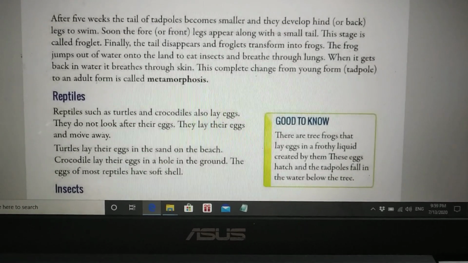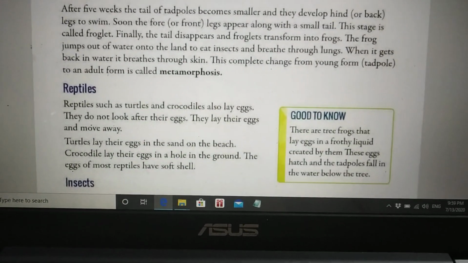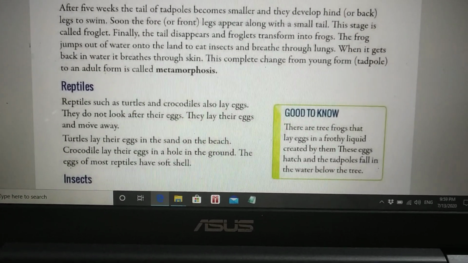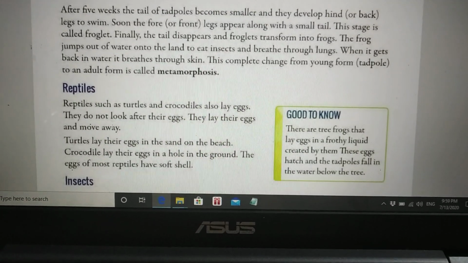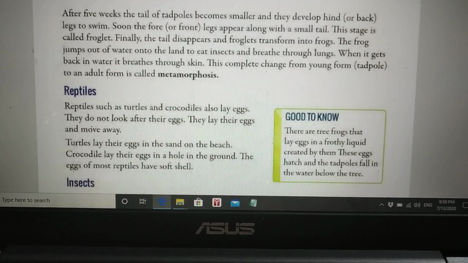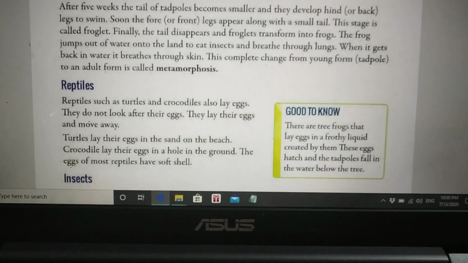Next, we will study reptiles. Reptiles such as turtles and crocodiles also lay eggs. They do not look after their eggs. They lay their eggs and move away, leaving them.